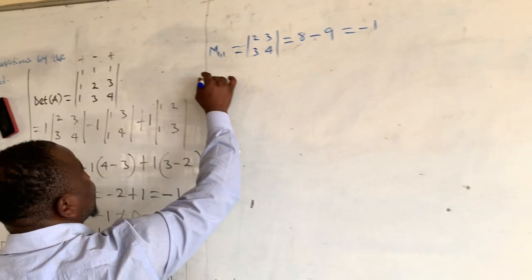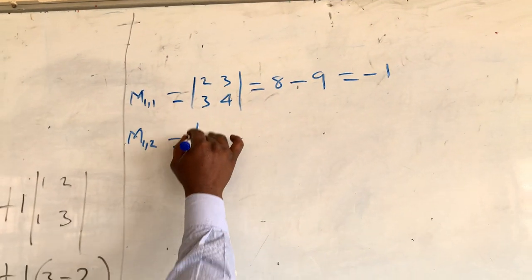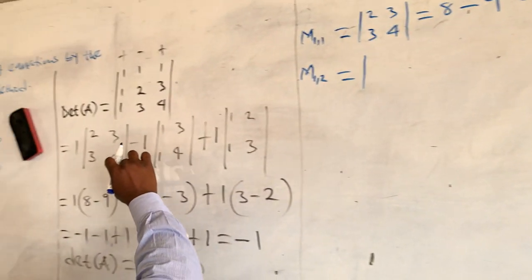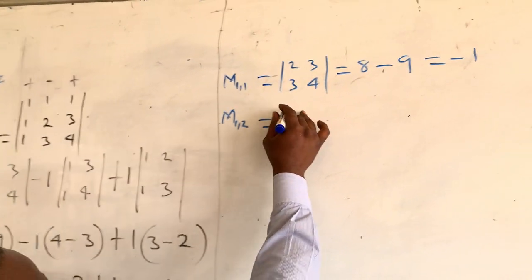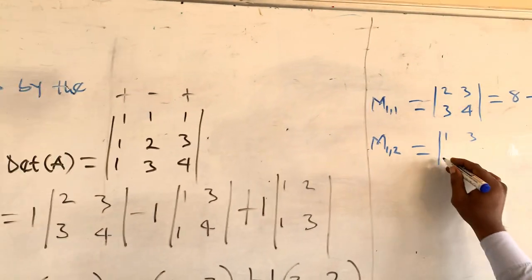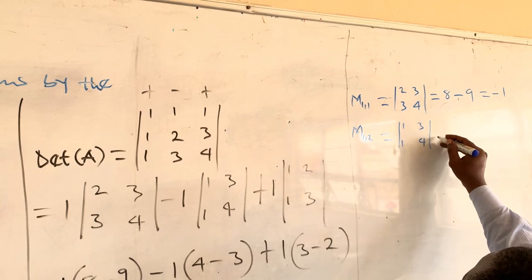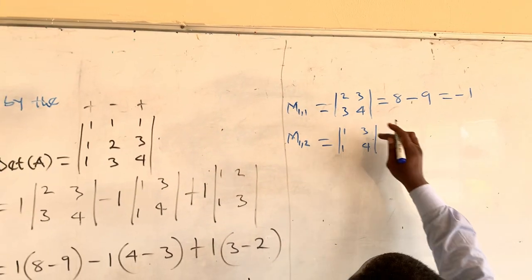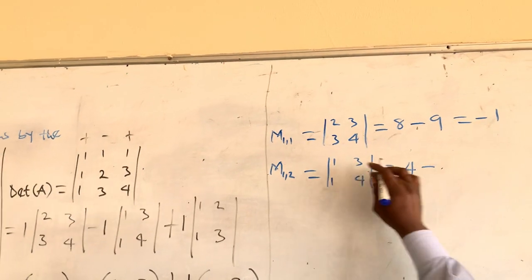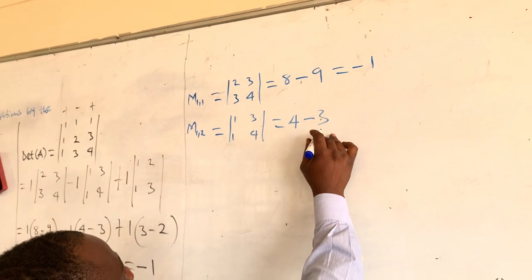So let us move to M12. M12 is equal to the same thing applies: this and this will go, so we are going to see 1, 3, 1, 4. Then this is equal to 4 minus 1 times 3, it will give you what?